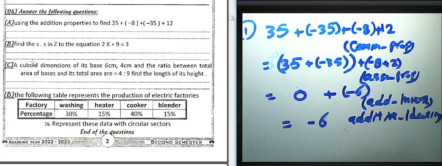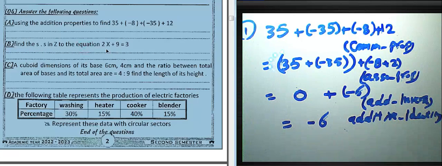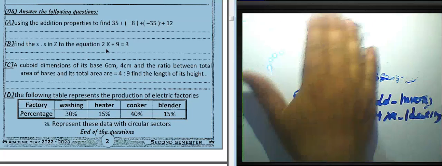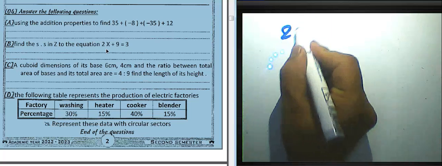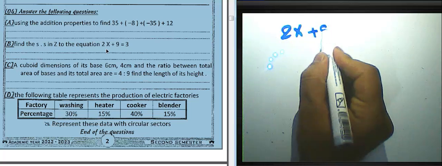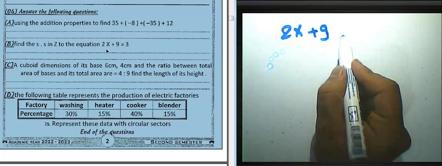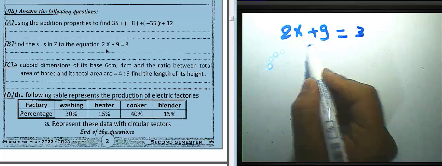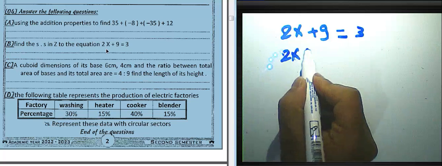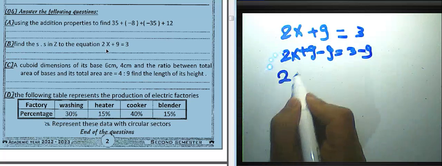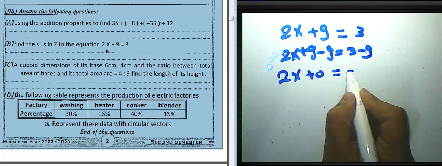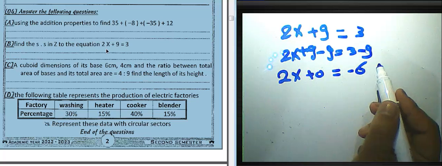Question number 2. Find the solution set in Z of the equation 2x plus 9 equals 3. First, we must add negative 9 to the left-hand side and right-hand side to cancel 9. It will be 2x plus 9 minus 9 equals 3 minus 9. It will be 2x plus 0 equals negative 6, because 3 minus 9 equals negative 6.